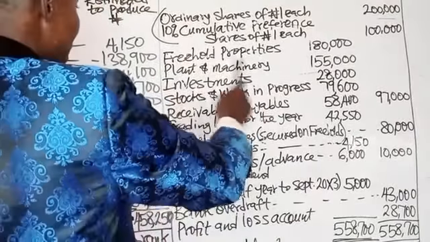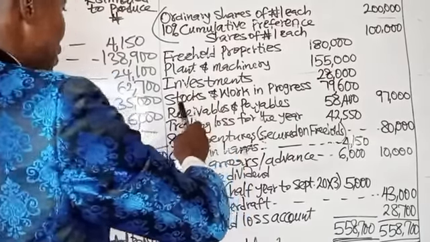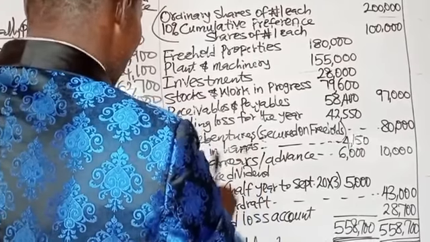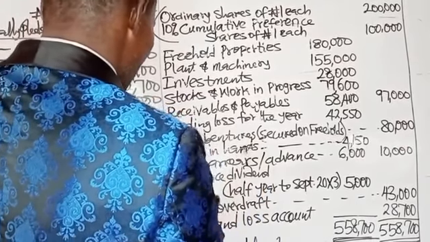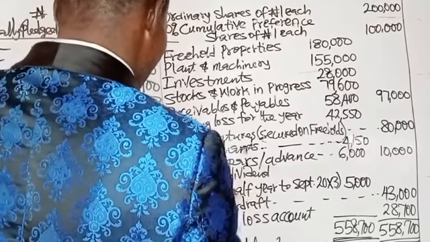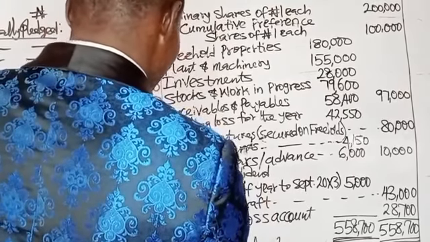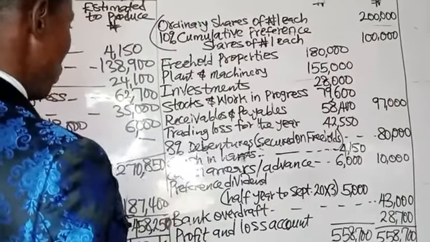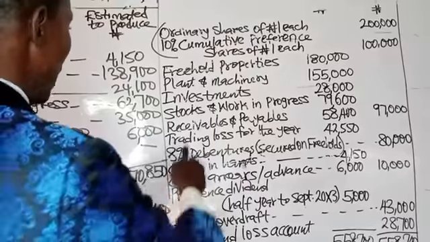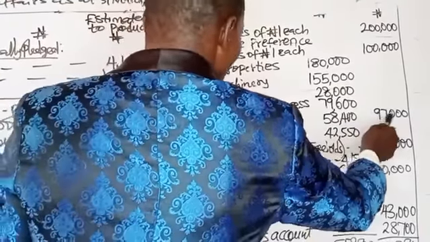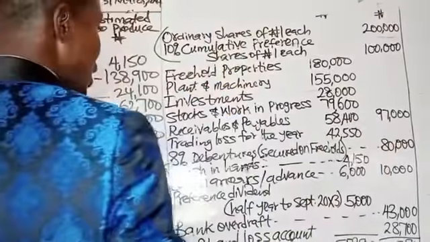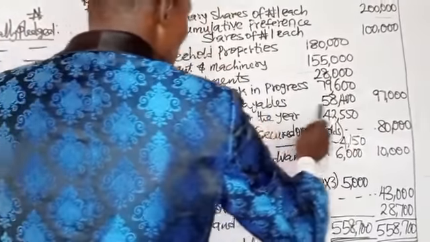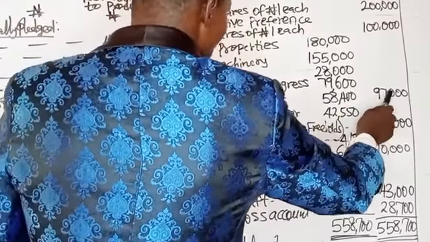So this is an asset that has been considered at its realizable value: investment stocks, receivables, trading loss. The pension has been considered, cash in hands has been considered, cost in arrears and advance, preference dividend, the bank overdraft. Then you have receivables and the payables. Payable is 97,000. The receivable is 58,400 because we are giving receivables and payables together.